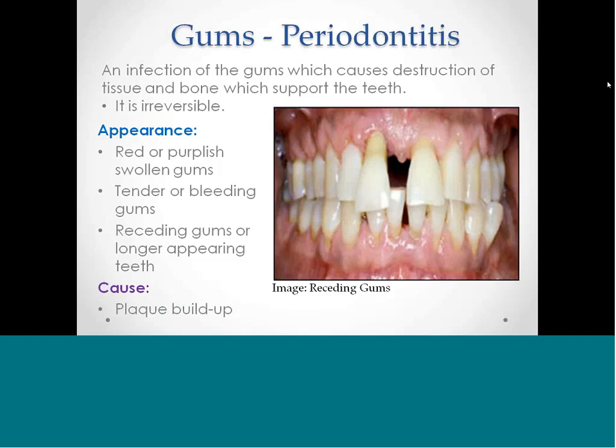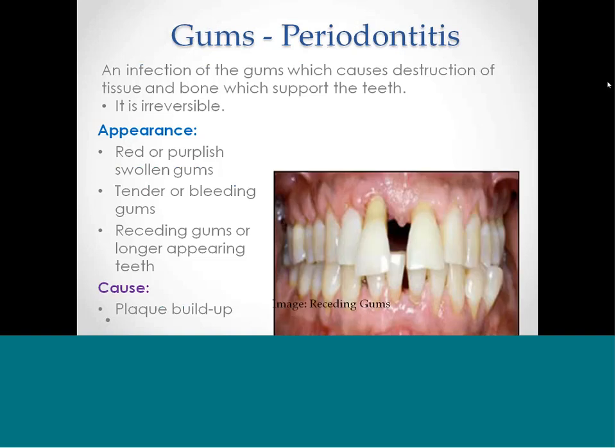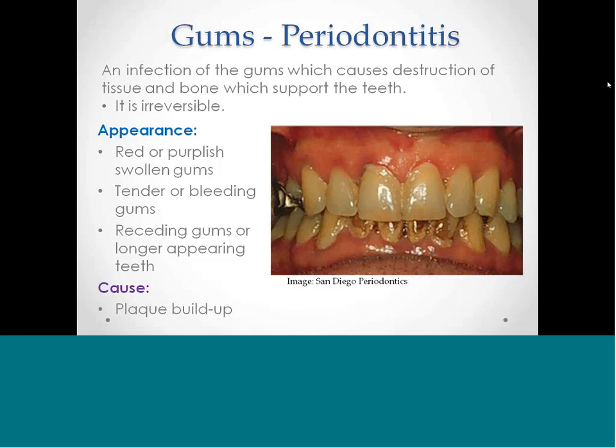Periodontitis. The appearance of periodontitis includes, but is not limited to, the following characteristics: red or purplish swollen gums, tender or bleeding gums, receding gums, or longer appearing teeth, and noticeably loose teeth. Some other symptoms the resident might present with are bad breath or a bad taste in the mouth, sensitive teeth to either hot or cold foods or both, and pain upon chewing.